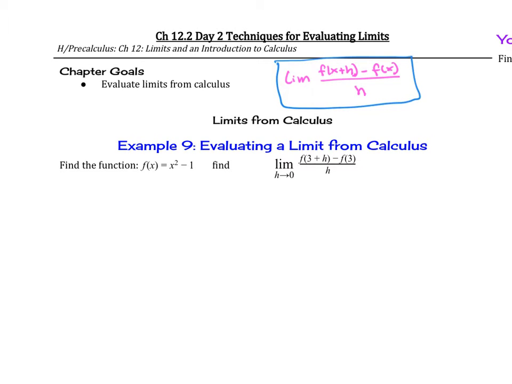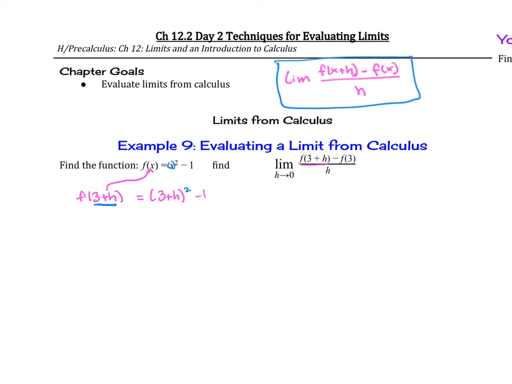So find the function f of x equals x squared minus 1, and we're going to find the limit, as h approaches 0, of f of 3 plus h minus f of 3 over h. So first of all, let's take a look at the f of 3 plus h. So we're taking that as our x and plugging it in here. So this is our x value, so just kind of go over a little bit slowly. That goes where our x is. So this is going to be 3 plus h and then squared minus 1. Okay, so we're just substituting.